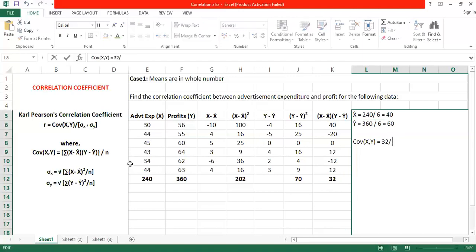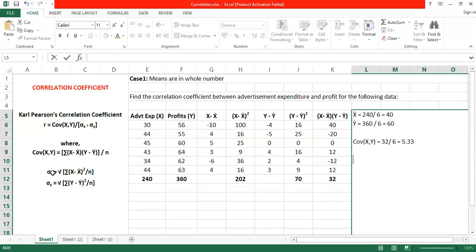divided by n. N is what? N is the number of observations. So how many observations do you have? 1, 2, 3, 4, 5, 6. So it is divided by 6. Now 32 divided by 6 is 5.33.